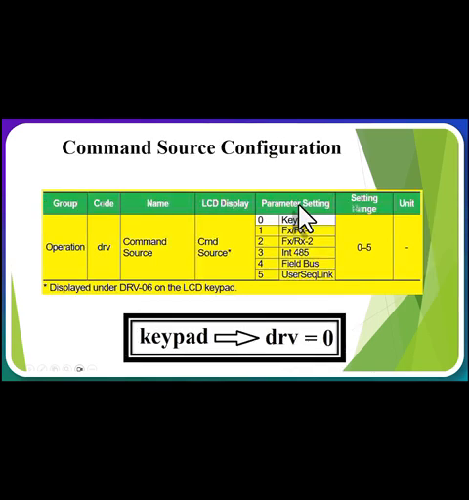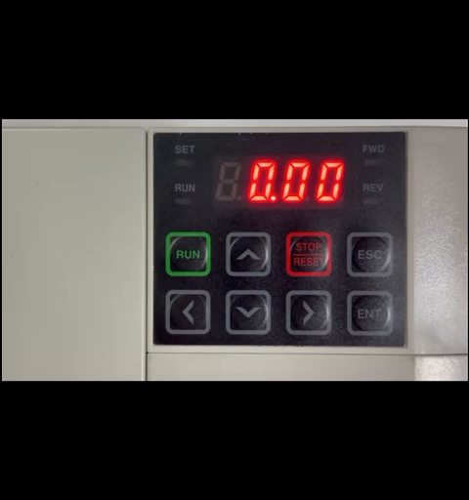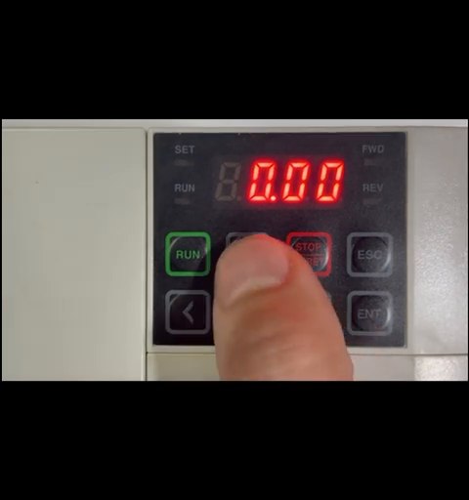So, in summary, if you want to set the frequency from the keypad on the ASD inverter, set F0-02 to 0, keypad mode, and if you want to start and stop from the keypad using the green and red buttons, set DRV to 0 as well. Now, let's do these settings together on the device.